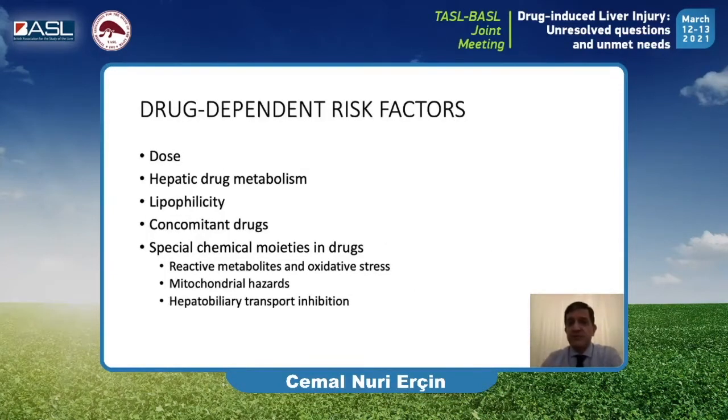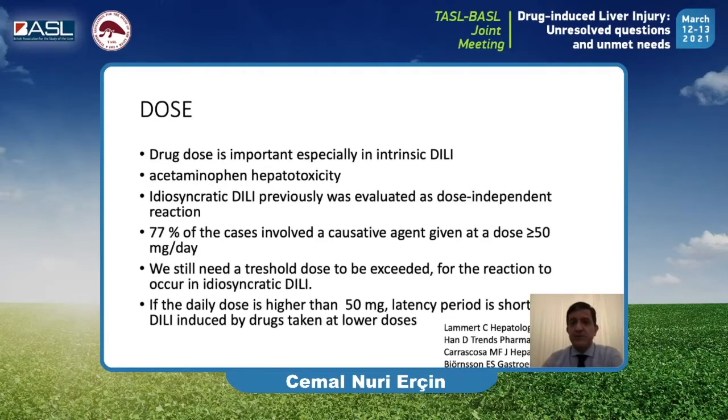Let's move on with drug-dependent risk factors. In this part, we will talk about hepatic drug metabolism, lipophilicity, concomitant drugs, and special chemical moieties in drugs. Drug dose is important, especially in intrinsic DILI. The classic example for this situation is acetaminophen hepatotoxicity, characterized by taking an acetaminophen overdose.